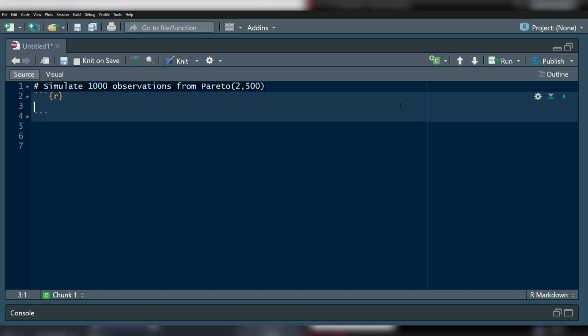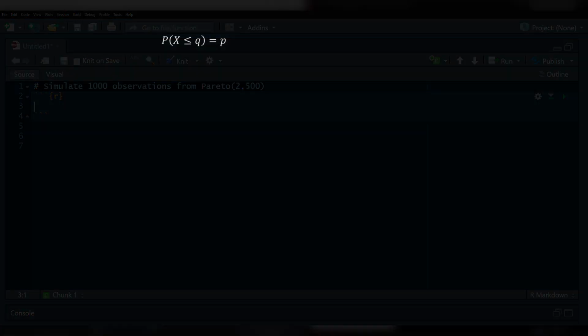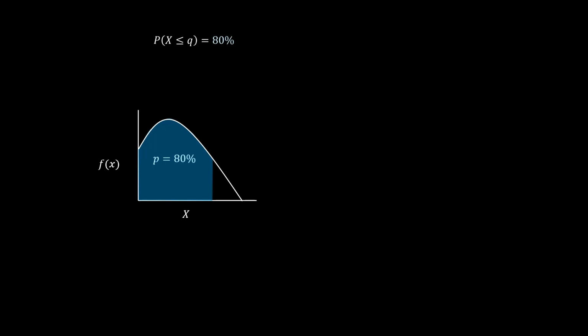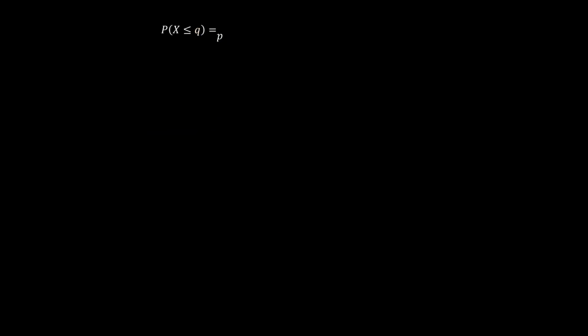In that case, we simulate it from first principles. First, start with the CDF of the Pareto distribution. Remember, the CDF gives us the probability that the random variable x is less than or equal to some value q. So if the CDF returns a probability of 80%, then the value of q is the 80th percentile.